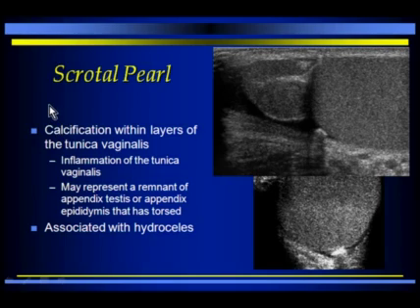So a scrotal pearl is a calcification. It's seen within the layers of the tunica vaginalis. It's a little bit controversial as to whether this actually does represent a remnant of the appendix testis or the appendix epididymis that is torsed and has broken off, or whether it represents the result of an inflammatory process in the tunica. In any event, scrotal pearls are often associated with hydroceles, and usually they're mobile, little calcified structures. The important thing to understand is that these are benign findings, and it's a leave-me-alone kind of finding. So if you see a calcified mobile structure outside the testicle, that's a benign structure.